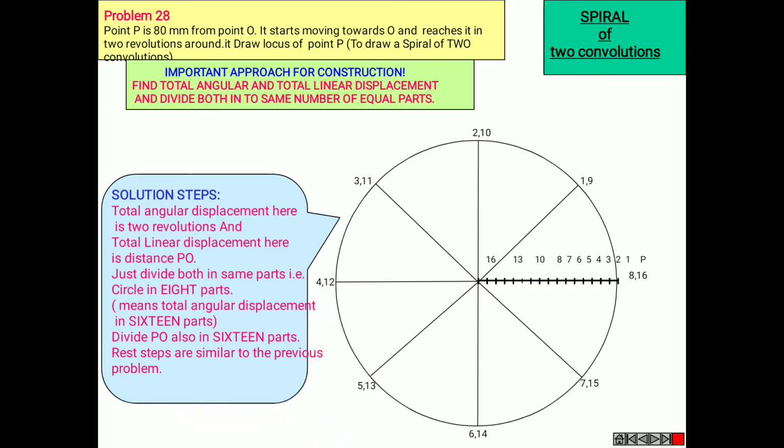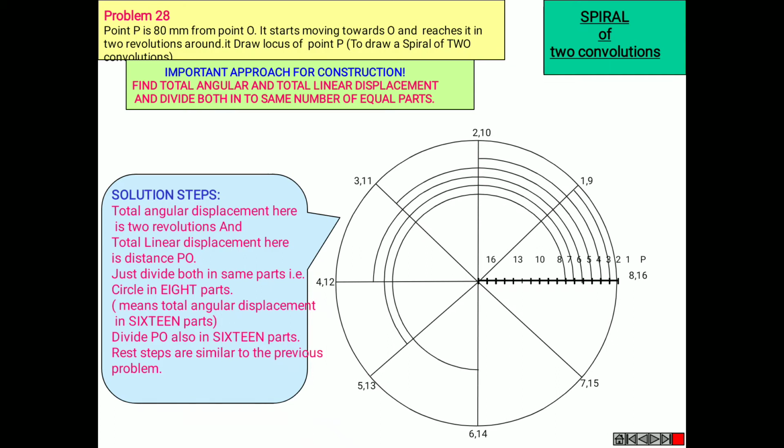Now with O as center and O-2 as radius, draw an arc up to line 1. Similarly, O2 to 2, 3 to 3, 4 to 4, 5 to 5, 6 to 6, 7 to 7. 8 occurs only there itself.